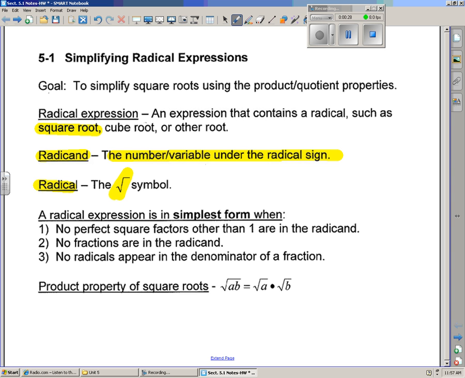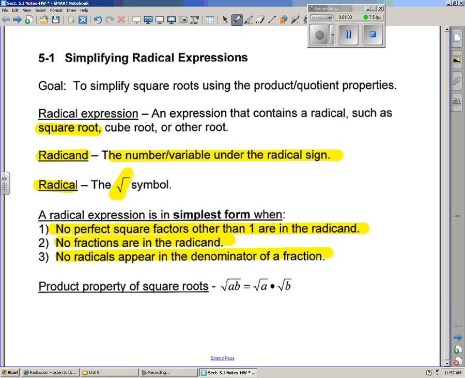So we're going to talk about simplest form a lot, and we'll start with it now. A radical expression is in simplest form when no perfect square factors other than 1 are under the symbol. You can't have fractions under the radical, and you can't have radicals or square roots in the denominator of a fraction. So you can have a fraction as an answer, but you just can't have a square root in the bottom.